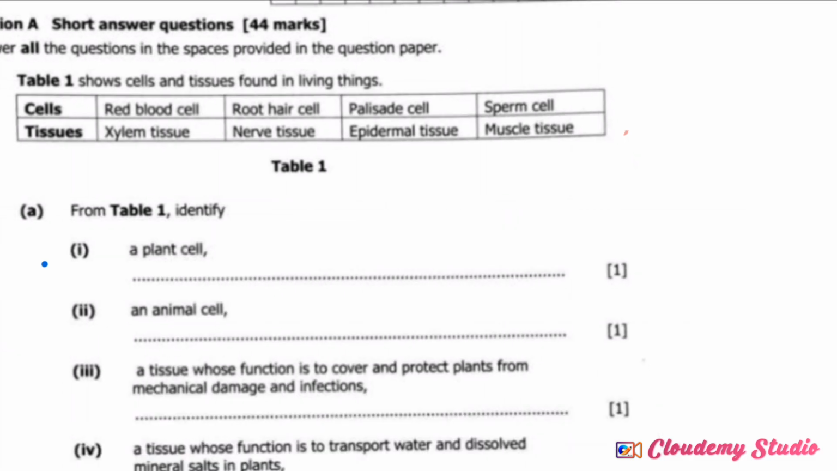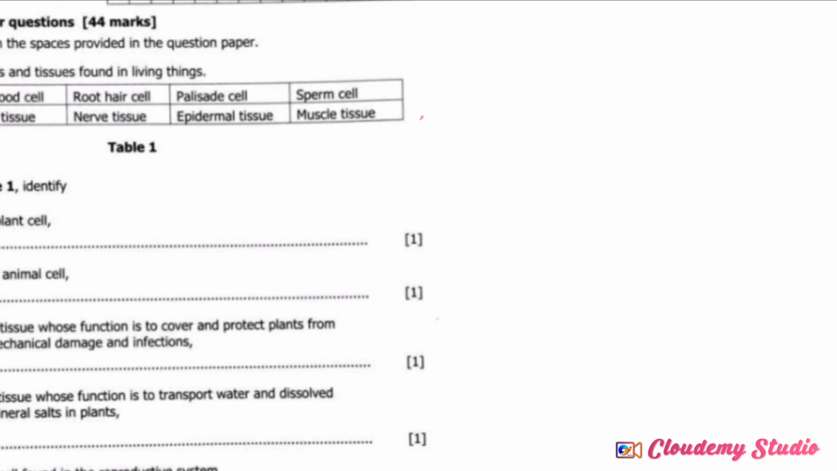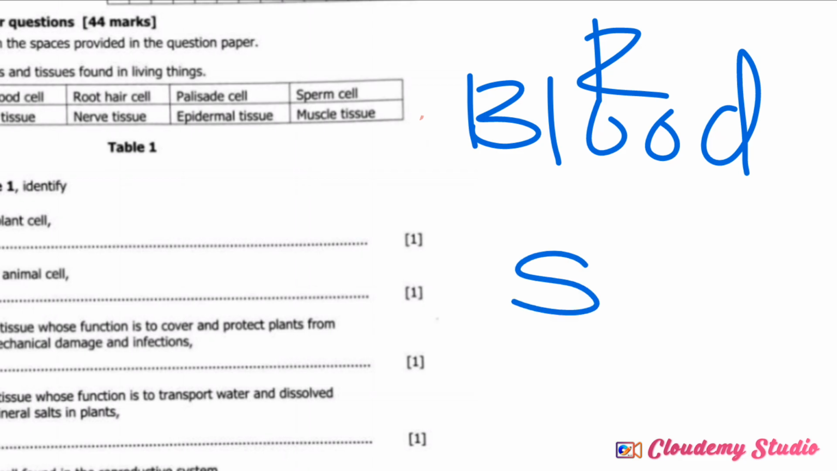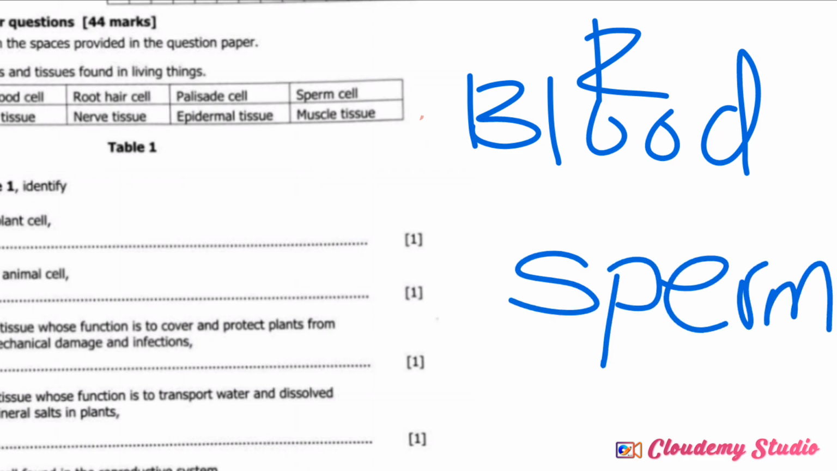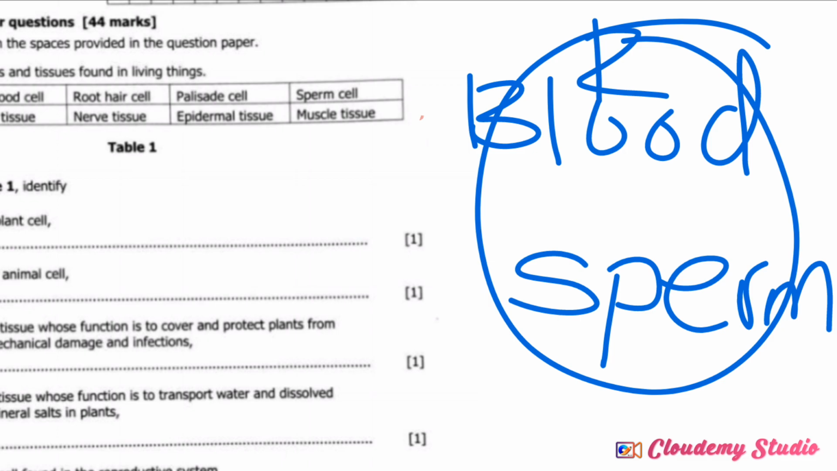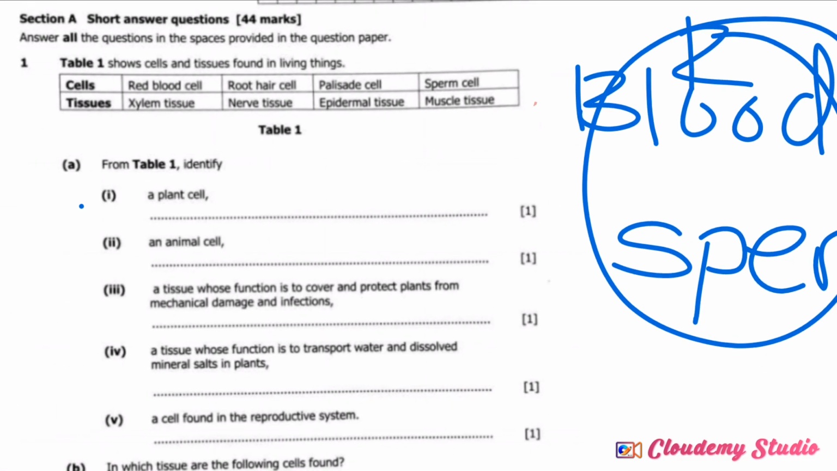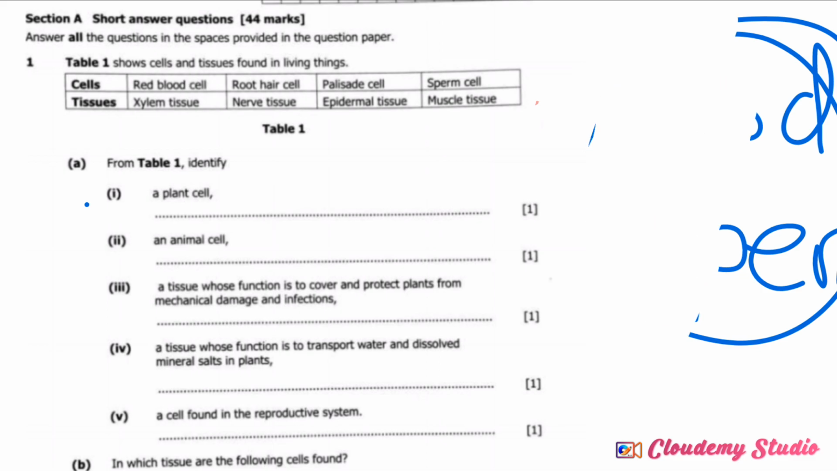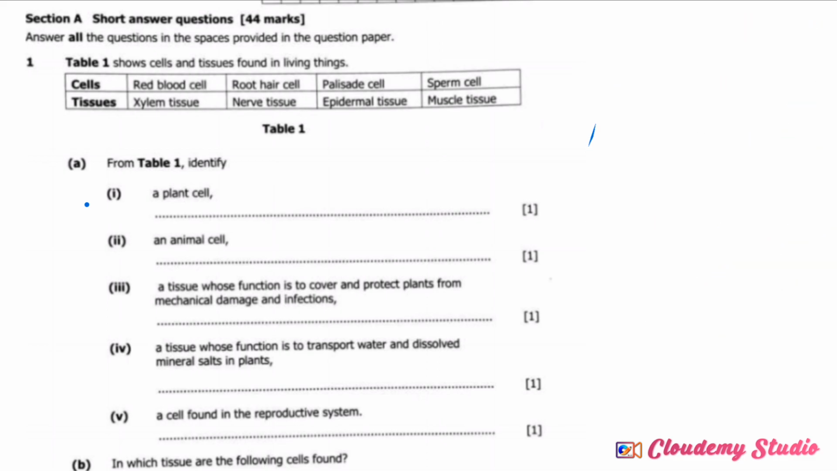So from this question, before I even go and start identifying, you can agree with me to say the blood cell, which is the red blood cell, and the sperm cell, these 2 are from animals. Then the other cells like the root hair cell and the palisade cell are from plants. Now we come to the question. The question reads, from table 1, meaning your answers must come from nowhere else but from the table. From table 1, identify 1 plant cell.